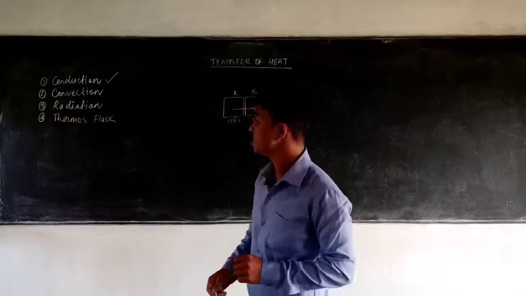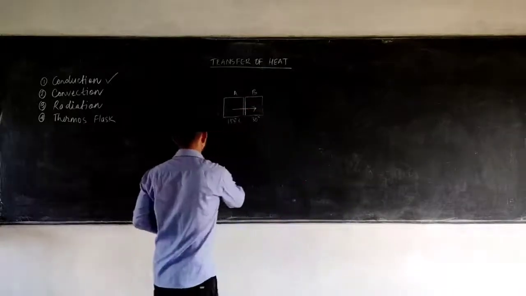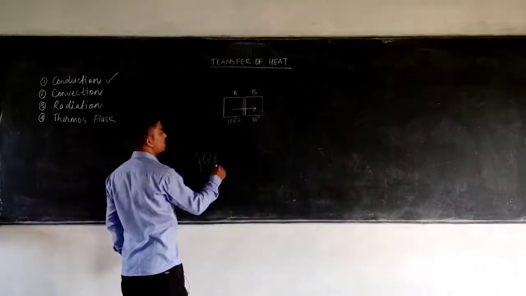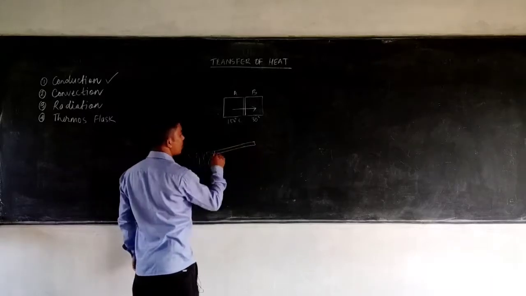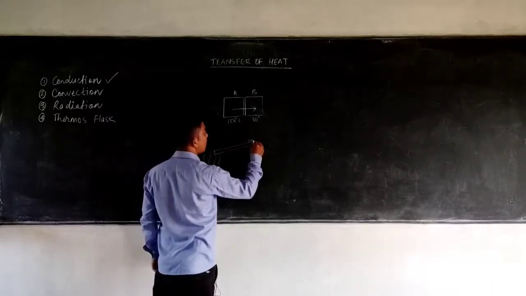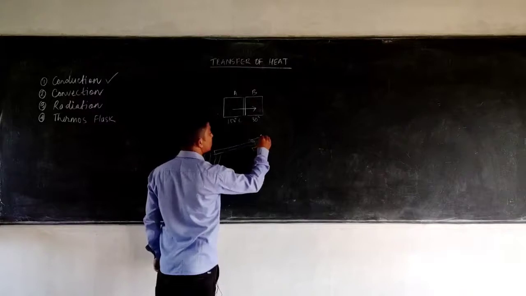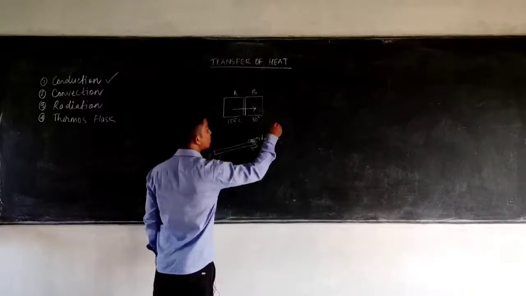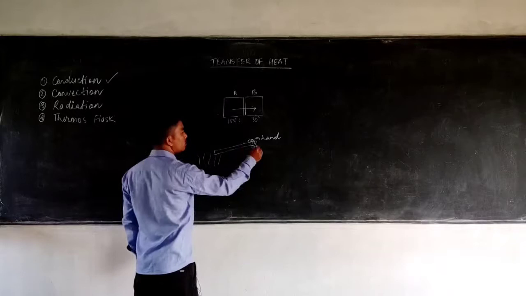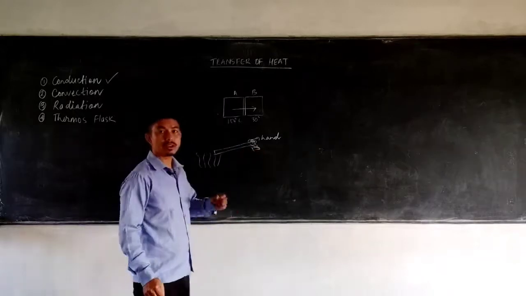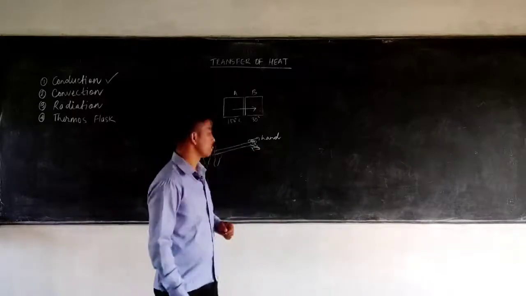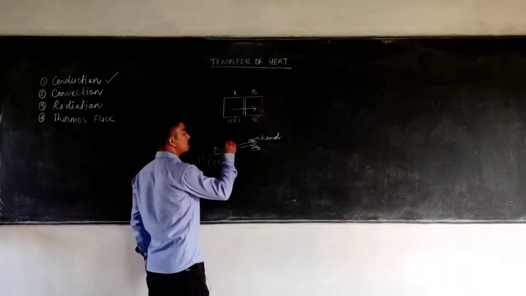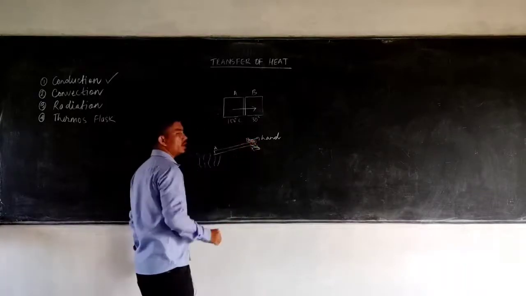In that process, if you have a fire and you put an iron rod in the fire and hold the other end with your hand, slowly you will feel that the other end which you are holding also starts getting hotter. It is because the heat from end A is getting transferred to end B.